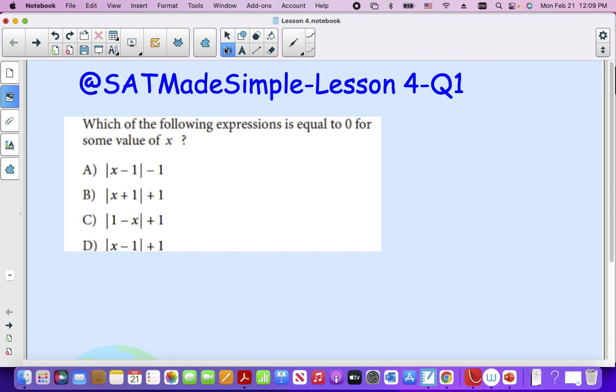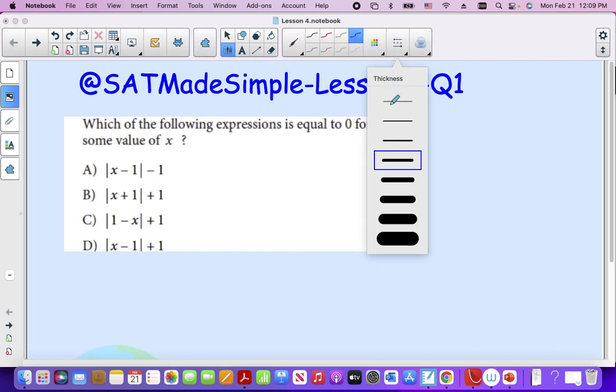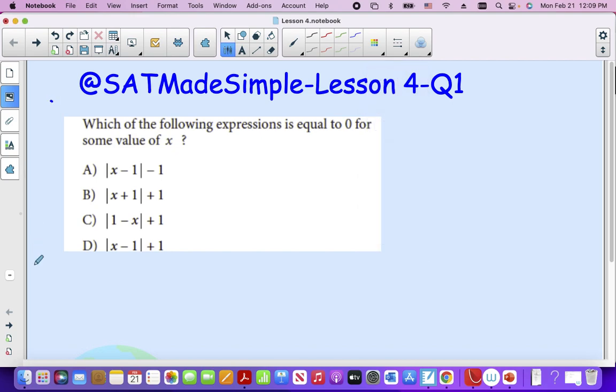For this question, by inspecting the possible answers, I can strike B, C, and D right away, so the correct answer is A. Why would I say that? Because the absolute value always produces a positive answer.